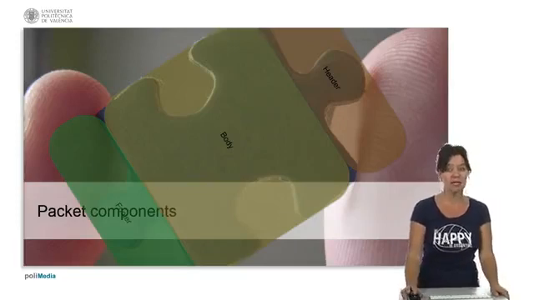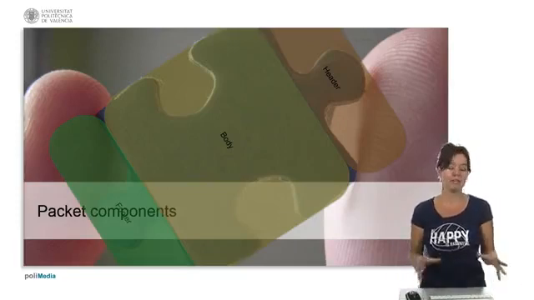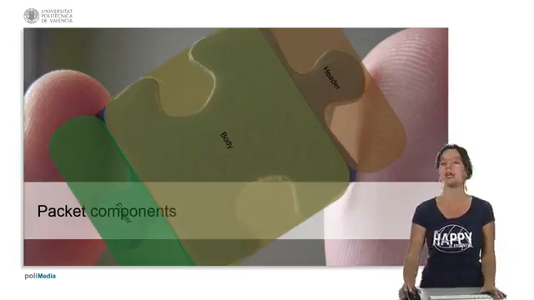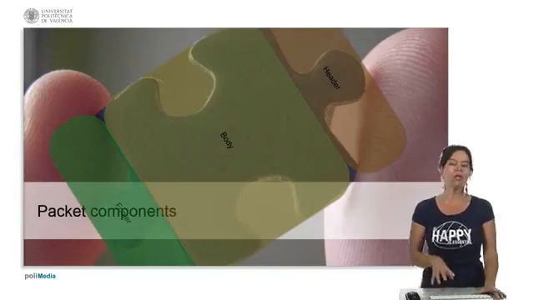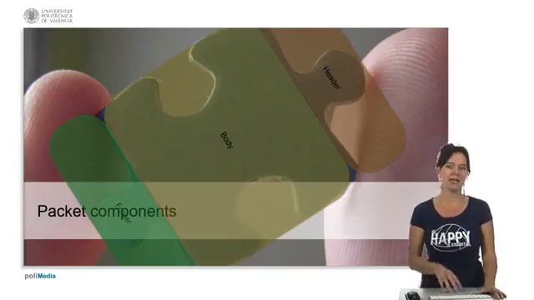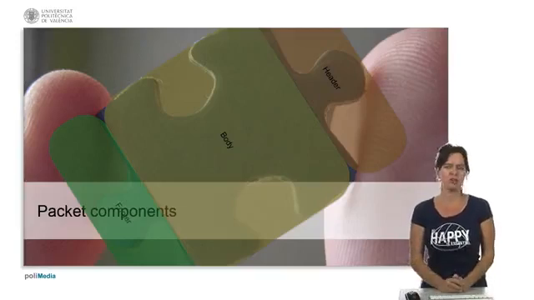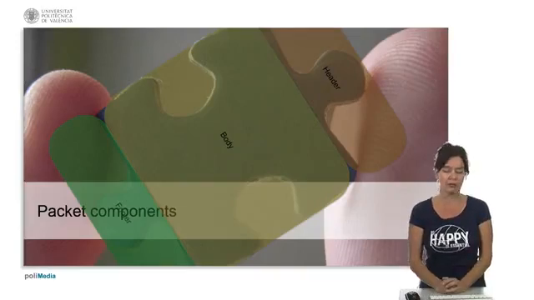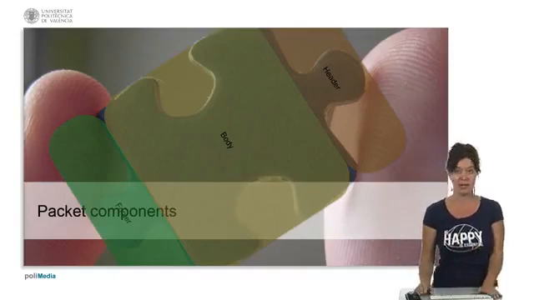Then the packet body, which is also called payload, contains the actual message that is being sent. And the packet footer, which is optional, contains a sequence of bits that indicates the end of the message. It may also contain some information that we need to perform some error checking operation, for example, at the receiving end.